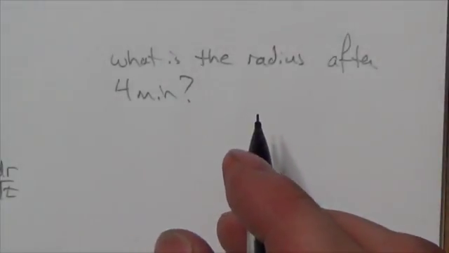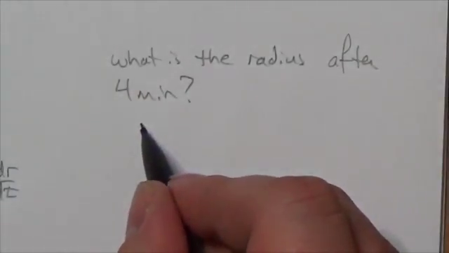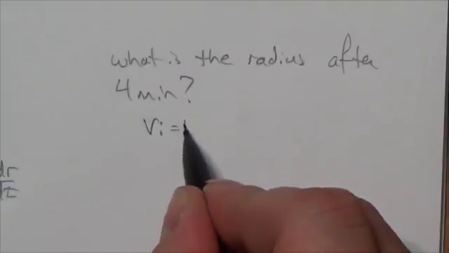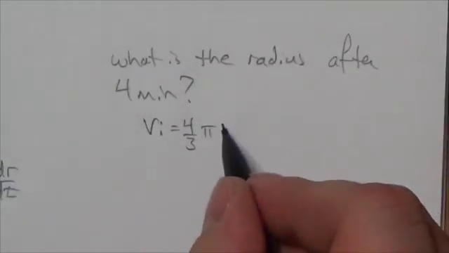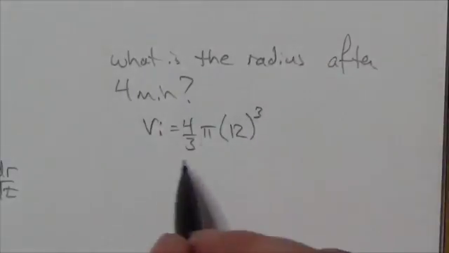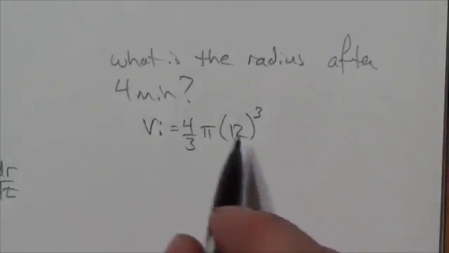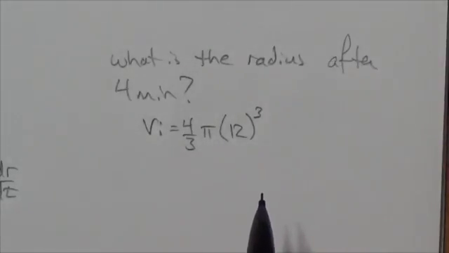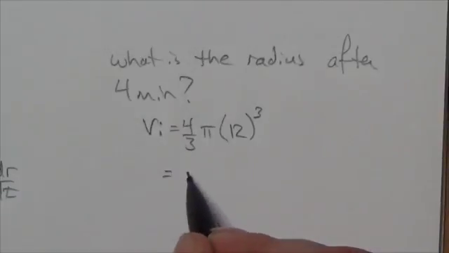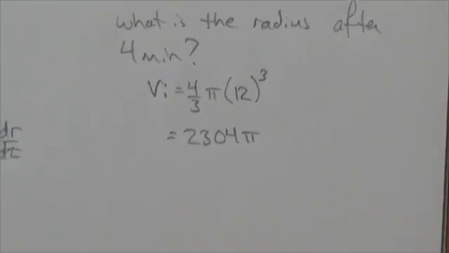So what we're going to do here is figure out what the initial volume was. Our initial volume, I'll call that V_i, is going to be 4/3 π, and our radius started at 12, so 12 cubed. I'd be smart to simplify that in terms of π. So 4 divided by 3 times 12 cubed is equal to 2,304π. That's our initial volume here.